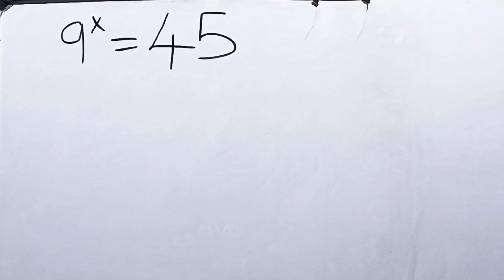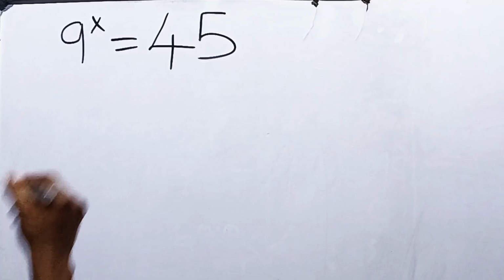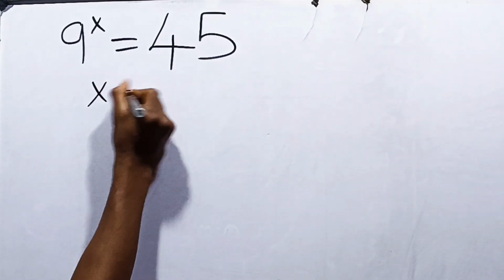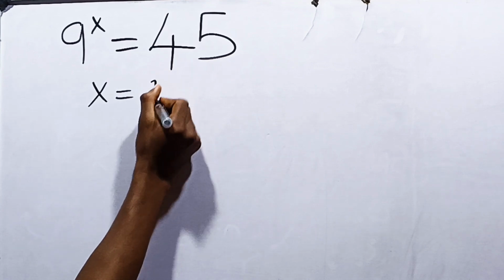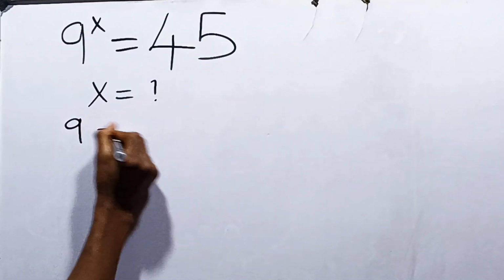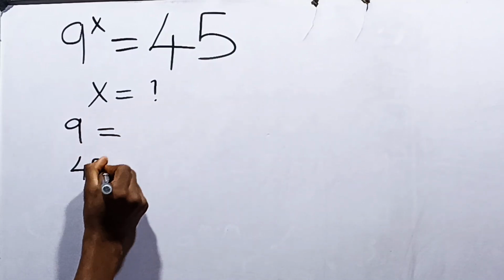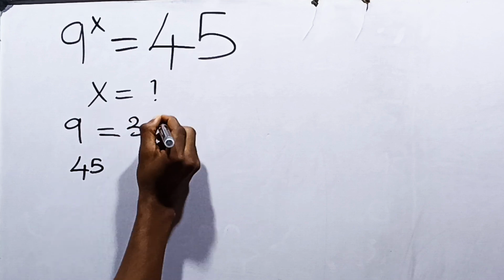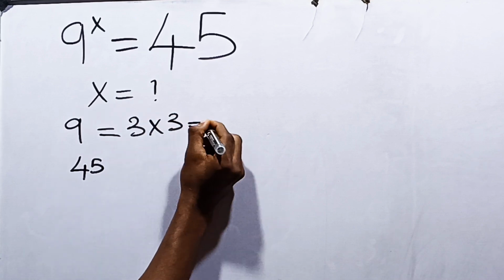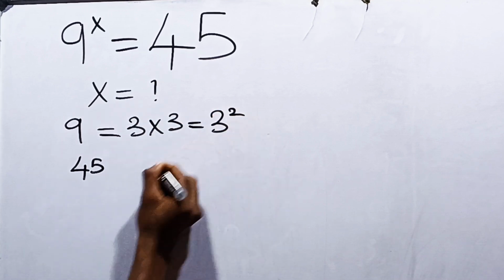It says 9 raised to the power x is equal to 45. You're required to solve for x in this question, okay? And the first thing we can do here is to say, let's outline the multiples of 9 and the multiples of 45. Now 9 is equal to 3 multiplied by 3, which is equal to 3 squared, okay?